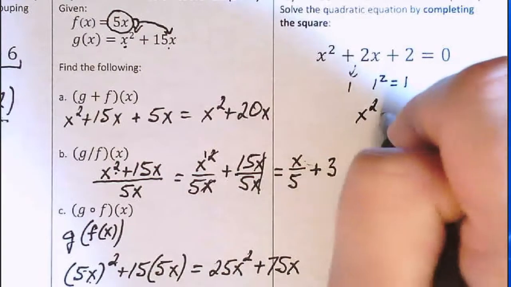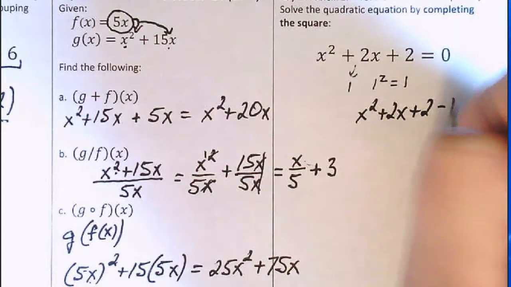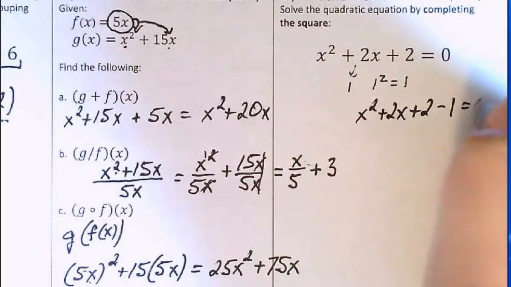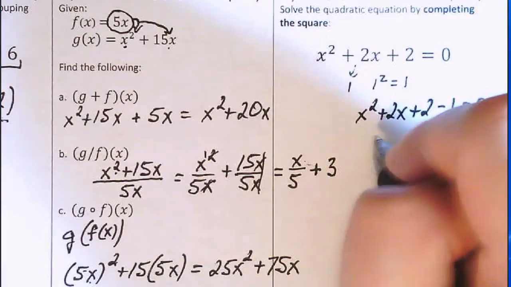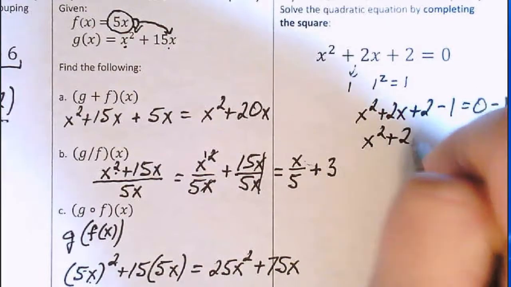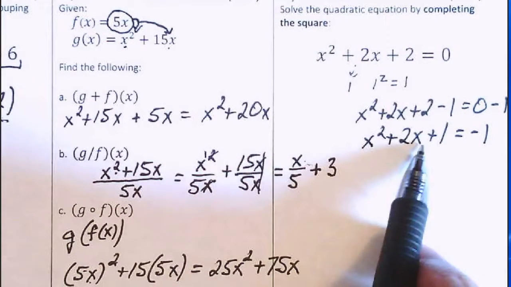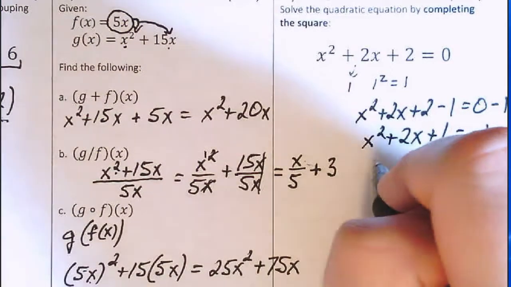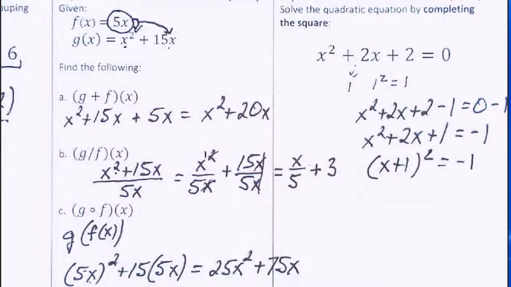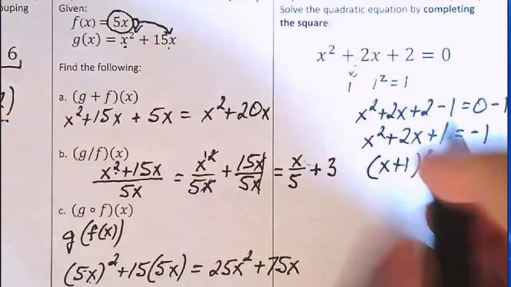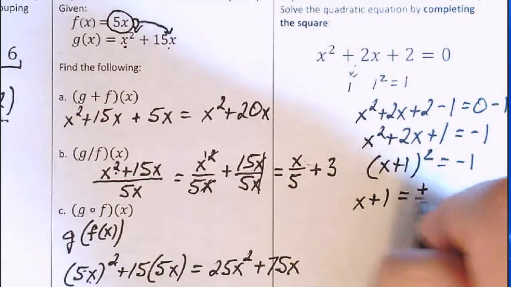So we have x squared plus 2x plus 2. And if we subtract 1 from it, it will make it be a 1. Just remember, you also have to subtract 1 from the other side of the problem as well. So this now creates x squared plus 2x plus 1 equals negative 1. Now this is a perfect square trinomial, and it factors as x plus 1 squared, and that's equal to negative 1. Take the square root of both sides, and we have x plus 1 equals the positive or negative square root of negative 1.